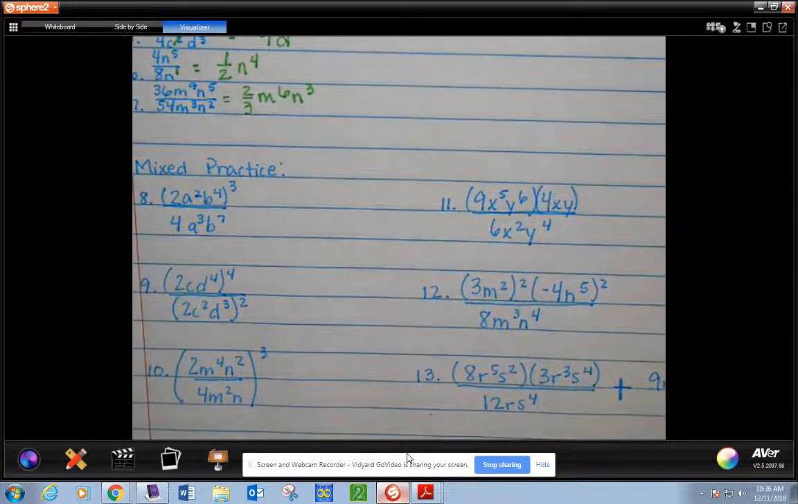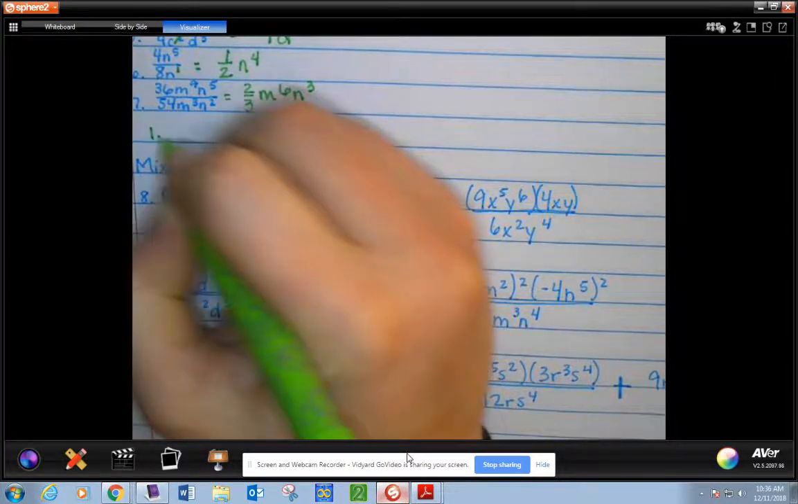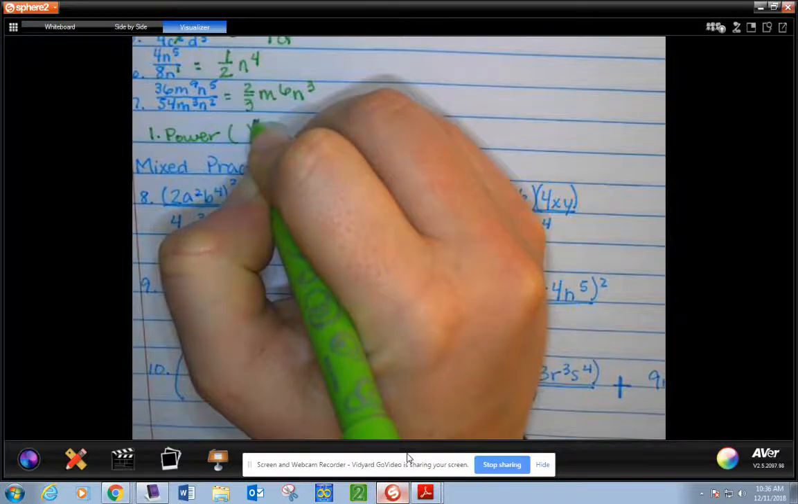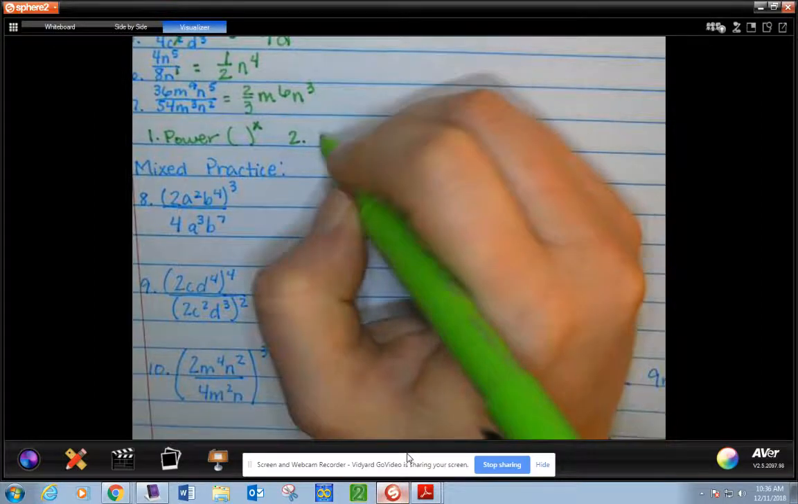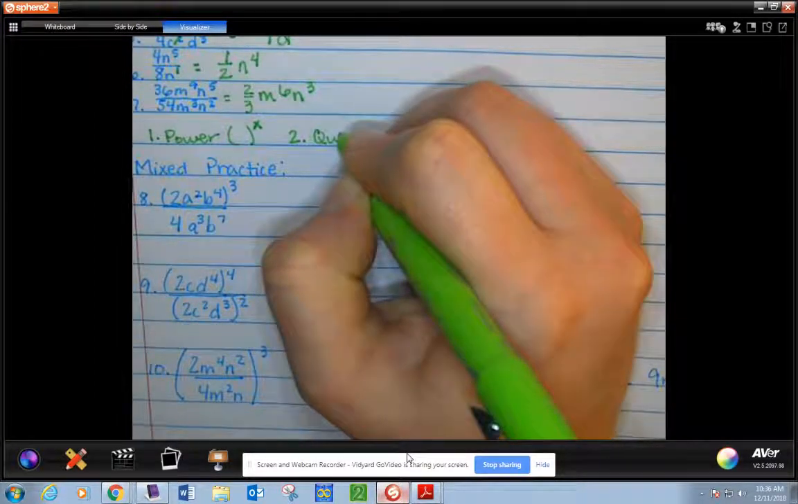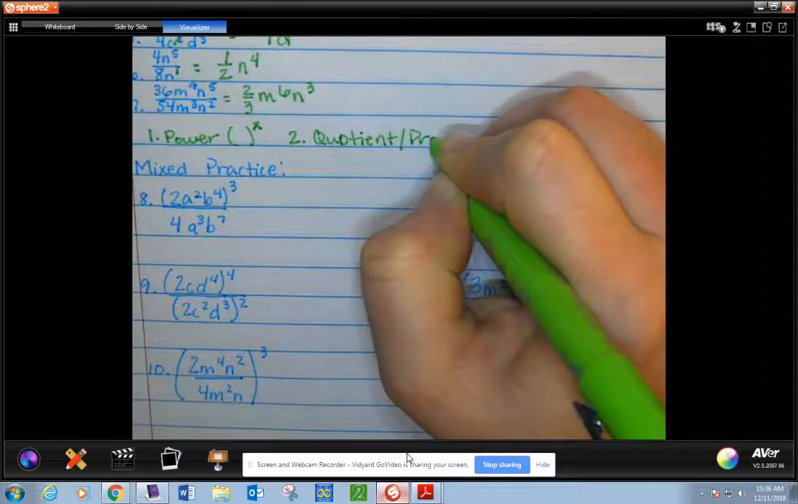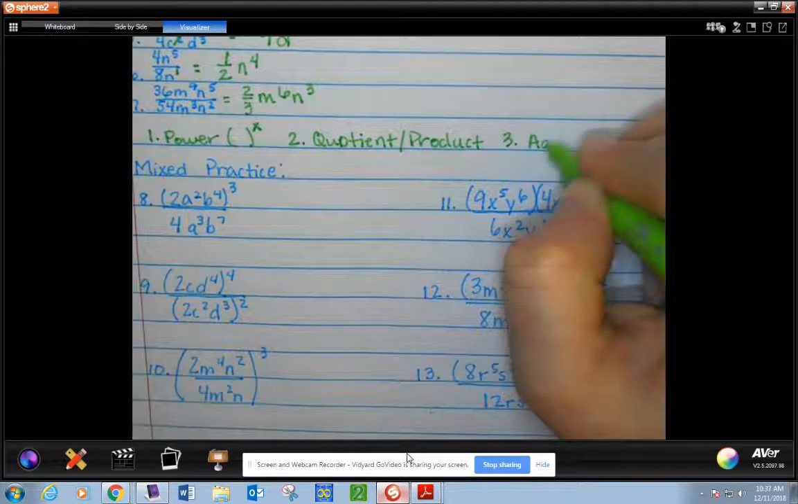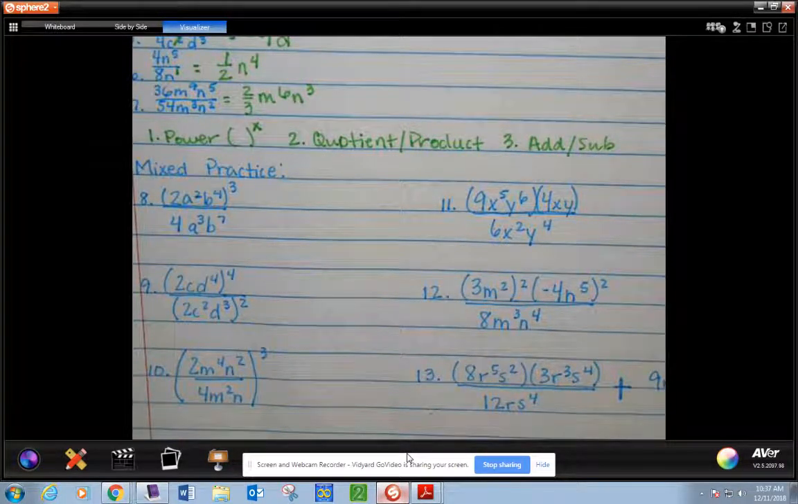Now, my first thing to tell y'all is when you are doing these, and if you want to write this, what you're going to do first is the power rule. So that means parentheses with the exponent on the outside. And then you're going to do your quotient or product rule. So you're multiplying or dividing. And then the last rule you're going to do is your add or subtract. Okay, those are the 4 rules that we've now learned, and that's the order you have to solve it once you do mixed.